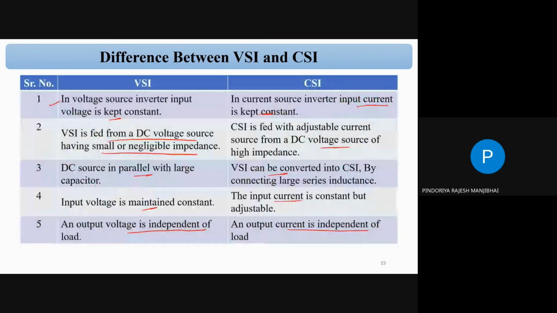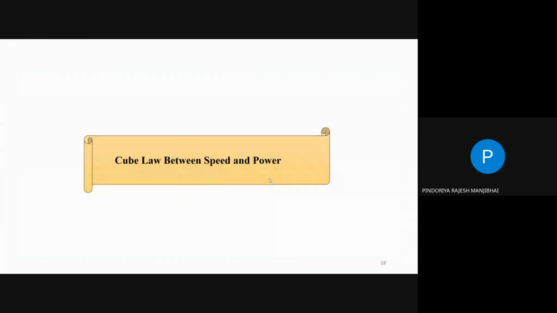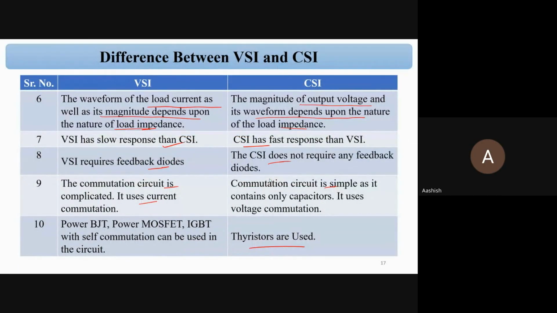Yes, sir. Sir, but one difference was that the input impedance of VSI is high and CSI is low. Can you just repeat that the input impedance of VSI is high and CSI is low, is there one difference? Yeah. So in the case of VSI, how does that happen, sir?